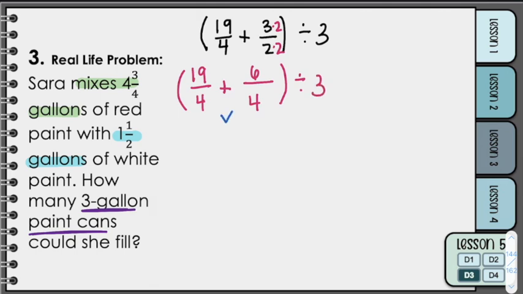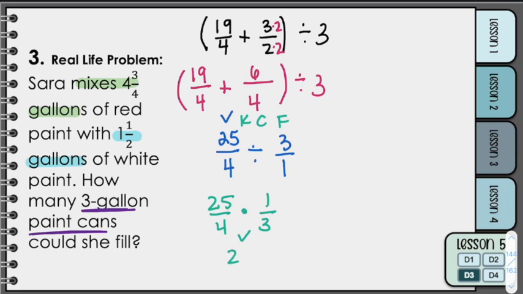So here we go. We're going to deal with our parentheses. We have 19 plus 6 is 25/4. This is divided by 3 over 1. We're going to make sure we KCF. 25 over 4 times 1/3. That simplifies to 25 over 12, which will also simplify to 2 1/12.